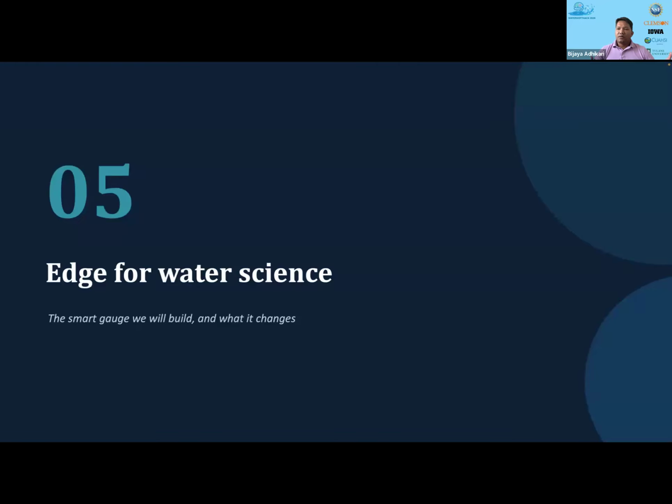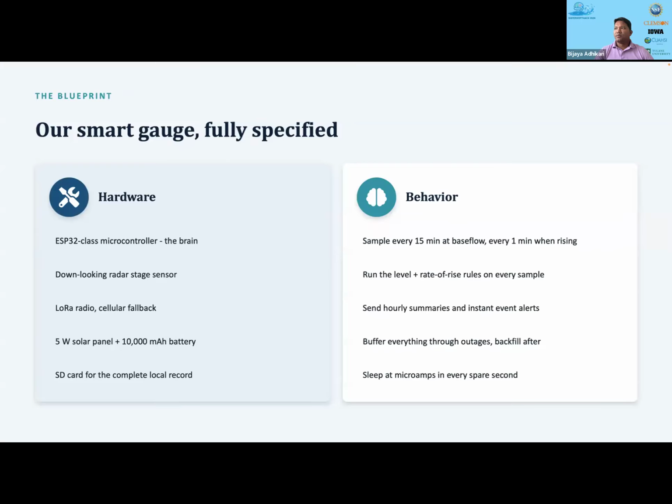So what kind of edge devices or edge computing can we do for water science? And what are our expectations for this afternoon? We are going to simulate this hardware.